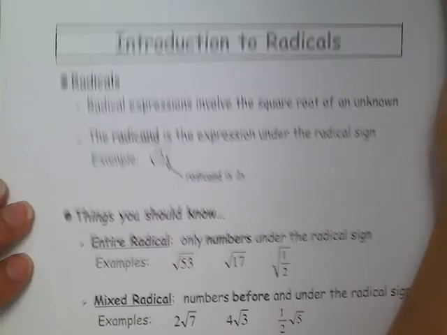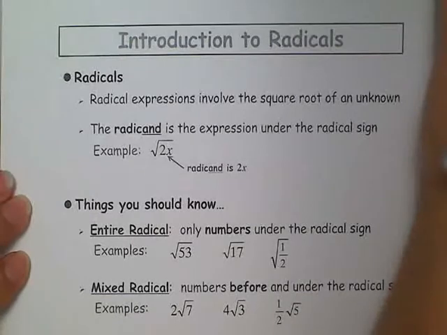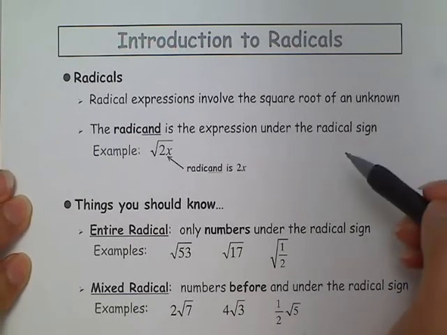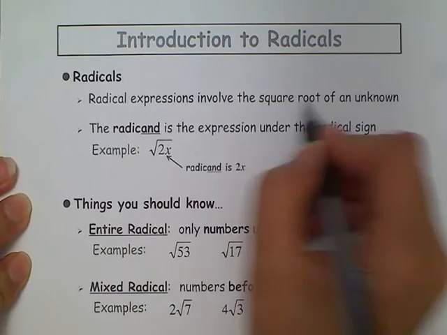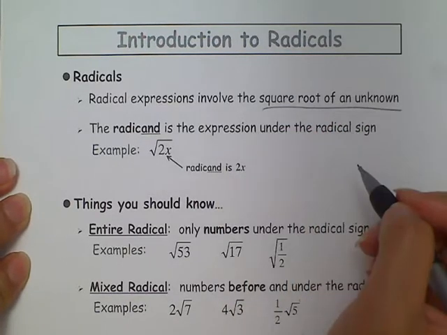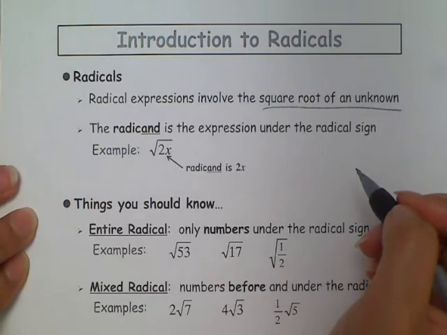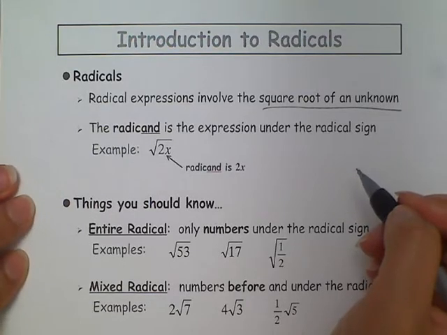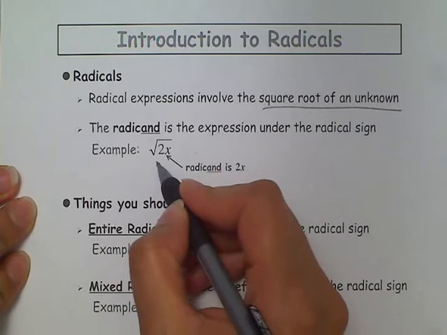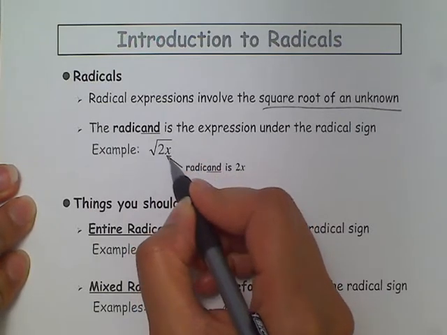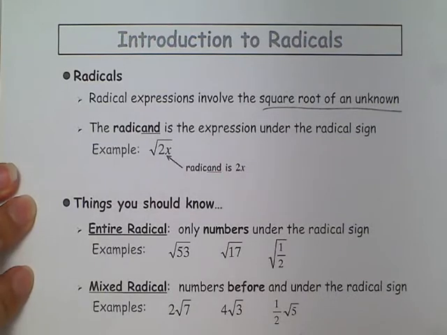So looking at an introduction to radicals. The definition of a radical is, or radical expressions involve the square root of an unknown. Okay, so a value that you're not sure of. The radicand is the expression under the radical sign. So for example, if you have the square root of 2x, the radicand is whatever is underneath the square root sign. So that would be 2x in this case.